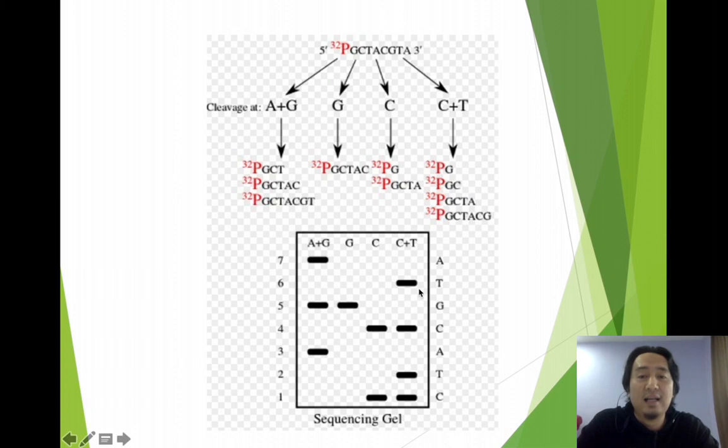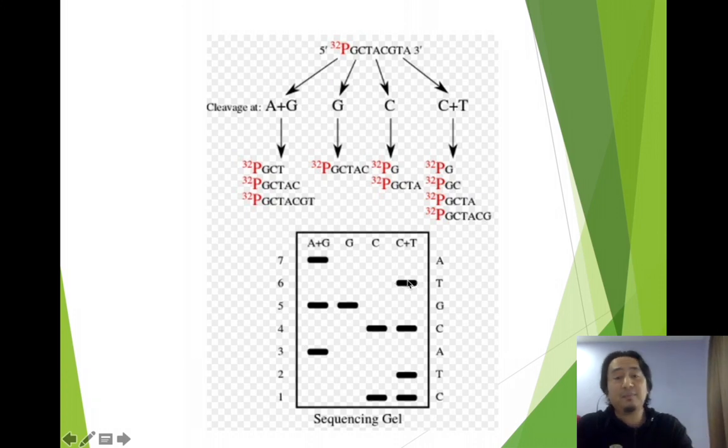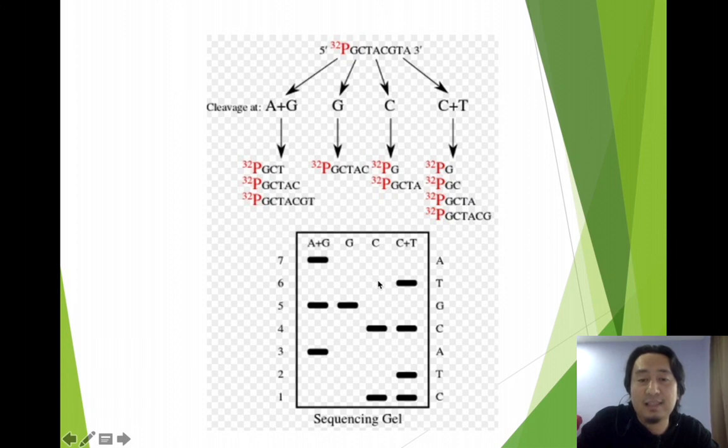And the next one is T. Why? Because in the C test tube there is no band, so it is confirmed not C, it is T. And T on the next. And the last one is the same, confirmed A. So you read like this, from bottom to up: CTACGTA, CTACGTA.